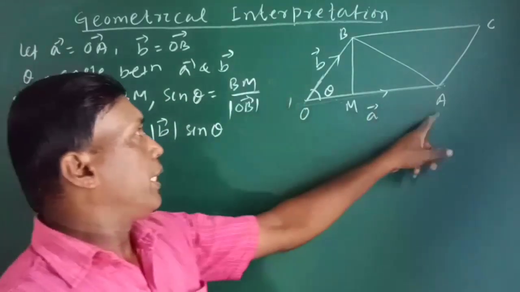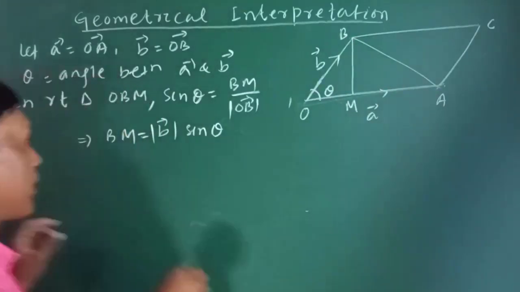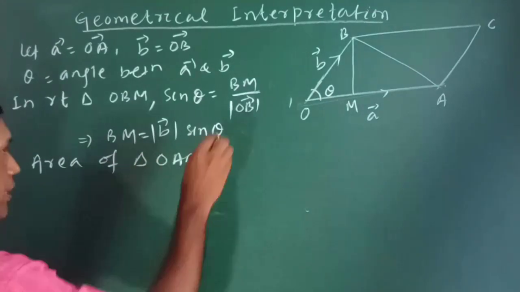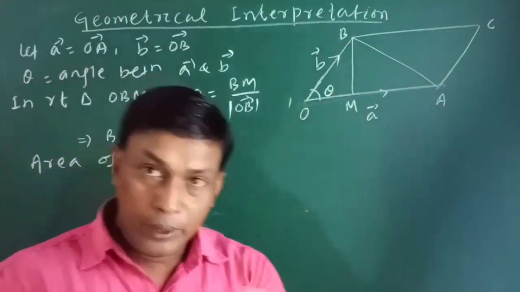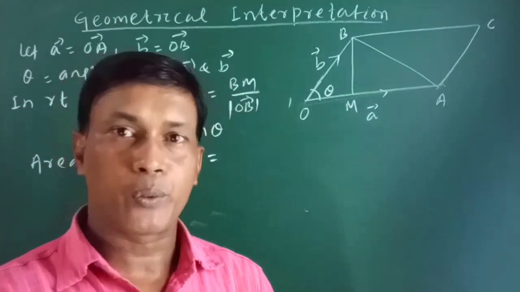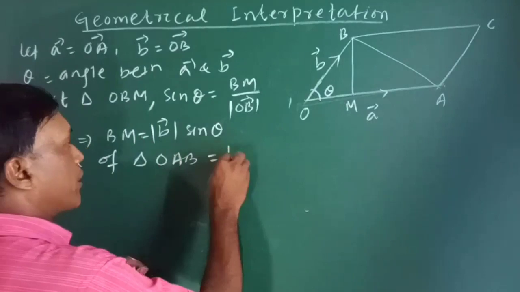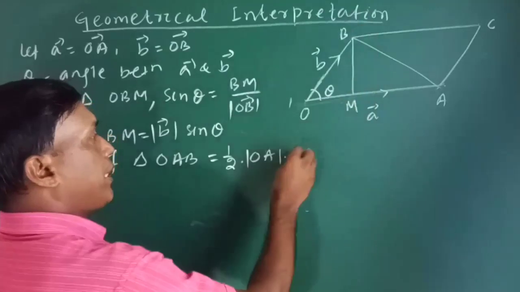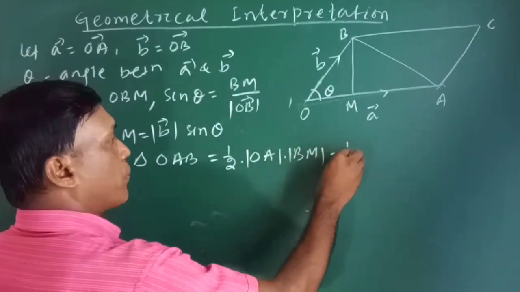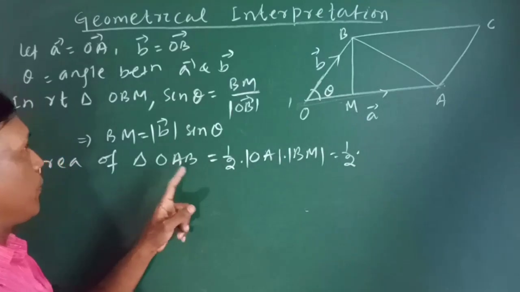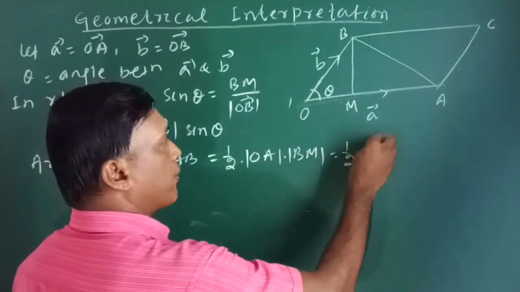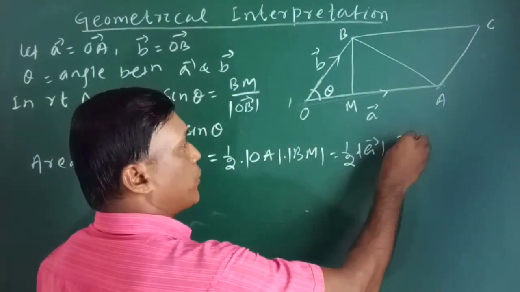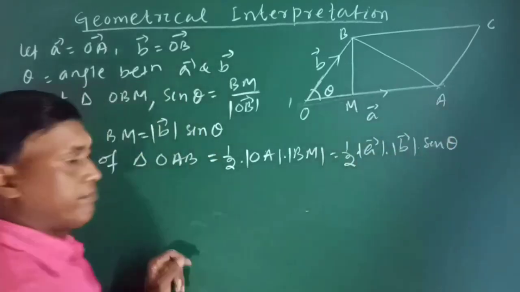But OAB is a triangle. Area of triangle OAB is equal to area of this triangle. As you know, area of a triangle is half of base into height. So this is half of base, here OA, and height is BM, which is equal to half of OA. OA means magnitude of A vector. BM is B sin theta, magnitude of B into sin theta.